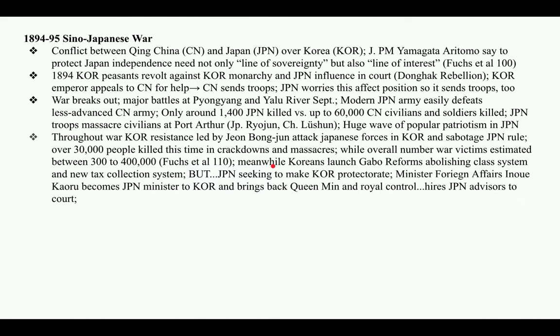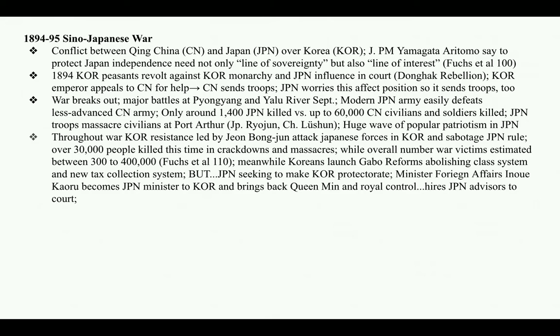Meanwhile, Koreans launched the Gabo reforms, abolishing the class system and implementing a new tax system. But Japan is basically trying to counter these efforts and to make Korea a protectorate. So the Minister of Foreign Affairs, Inoue Kaoru, after he became the Japanese minister to Korea, brought back Queen Min and royal control. And he hired Japanese advisors to the court.